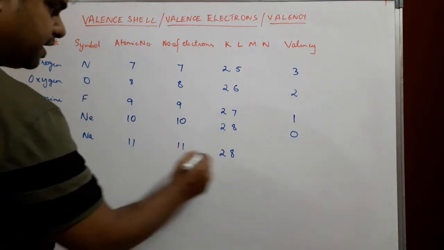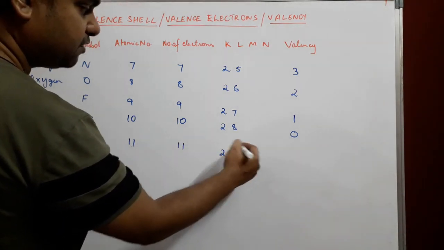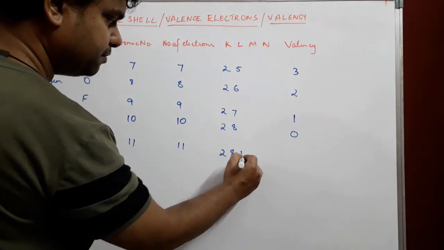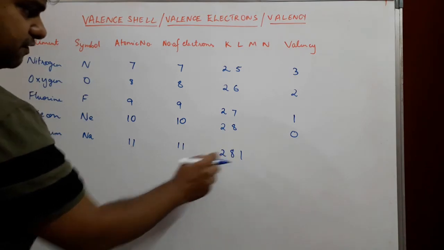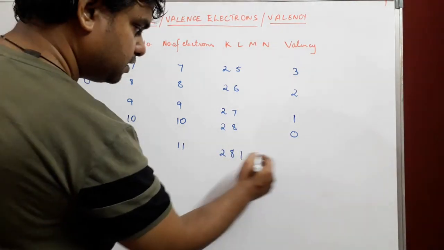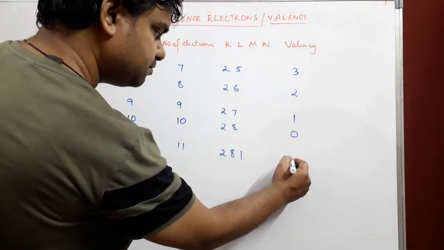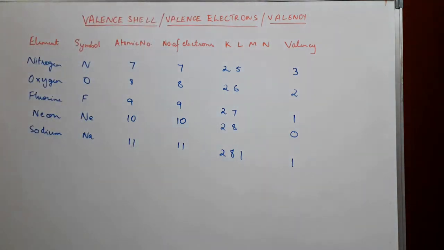Okay. And the remaining 1 electron goes in the M shell. So it is easier for it to lose this 1 electron to gain stable configuration. Hence the valency of sodium will be 1.